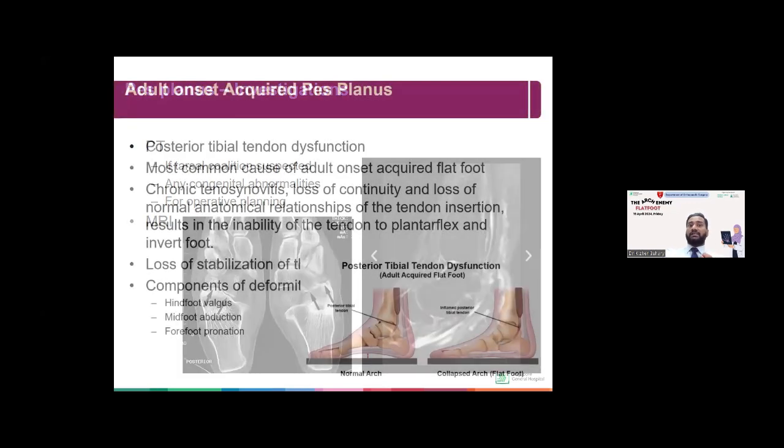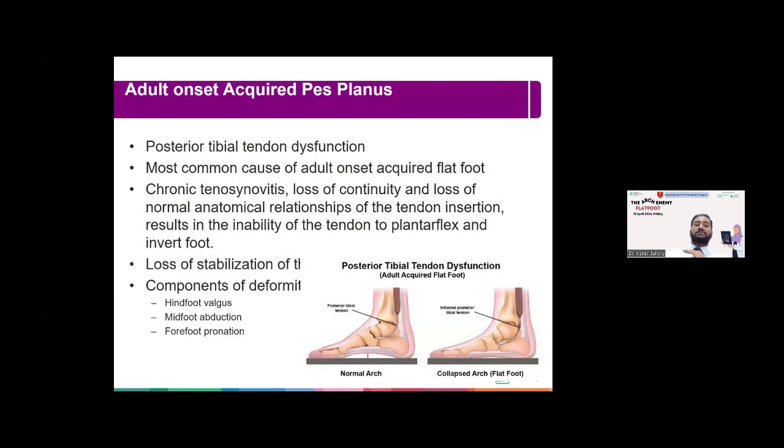So adult onset acquired pes planus, this is something that we commonly see. And the main reason for this is due to the posterior tibial tendon dysfunction. It is the most common cause of adult onset acquired flat foot. So that means these patients have a normal arch during their teens and in their early adulthood. And once they get older, they tend to see that the arch is collapsing. And I'm sure there's a large group who tends to see this. And this is the commonest group that we would see in our clinic amongst adults.